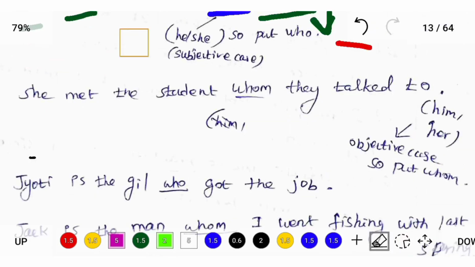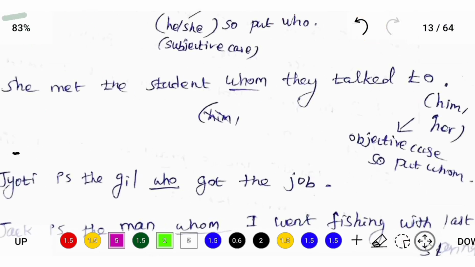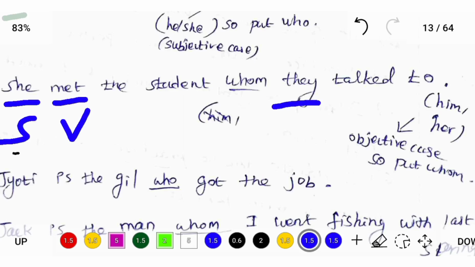See the next example. She met the student whom they talked to. She, subject, met, verb. They, subject, talked, verb. In the sentence there are two subjects and two verbs. Here, when the subject and verb counts are equal in a sentence, we choose whom, the objective case pronoun whom, for the sentence.